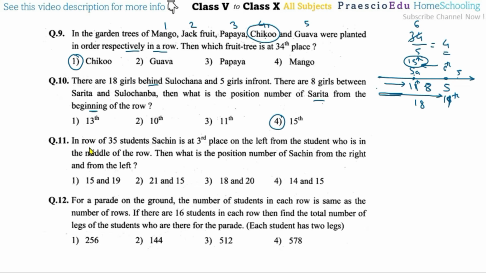Question number 11: in a row of 35 students, so this is a row of 35 students, so 35 is there.